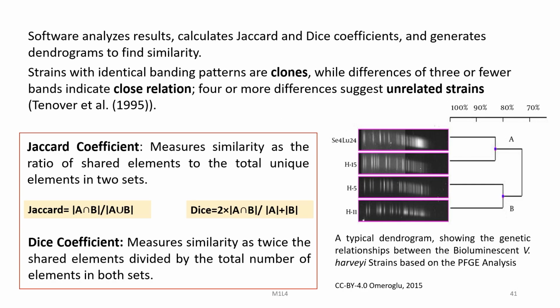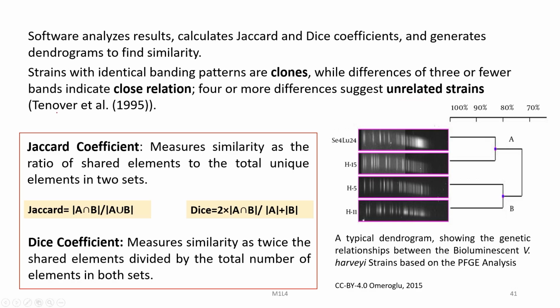So, we use the help of software to analyze these results. We calculate two coefficients, namely the Jaccard and the Dice coefficients, and using these we generate dendrograms to find similarity. Strains with identical banding patterns are clones, while differences of 3 or fewer bands indicate a close relation. 4 or more differences suggest unrelated strains.